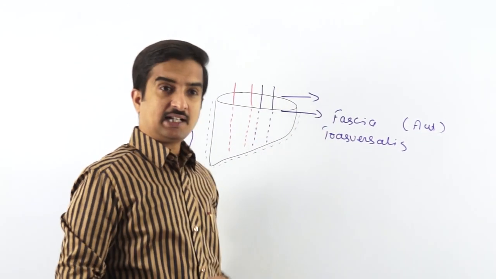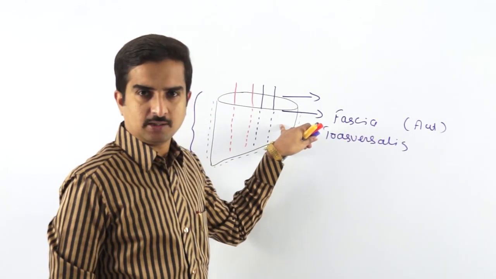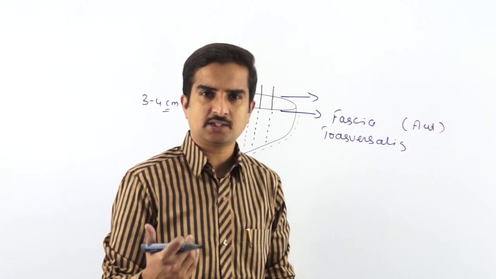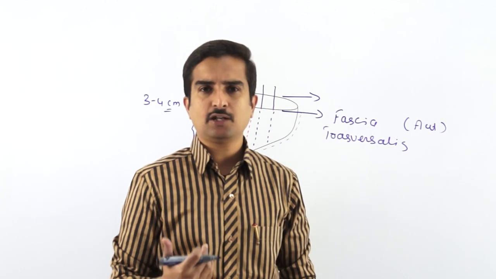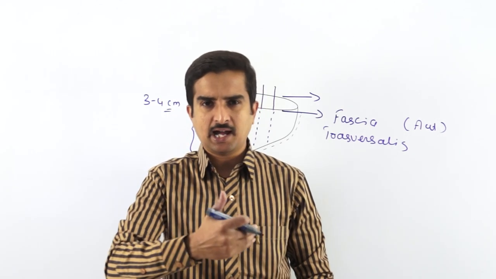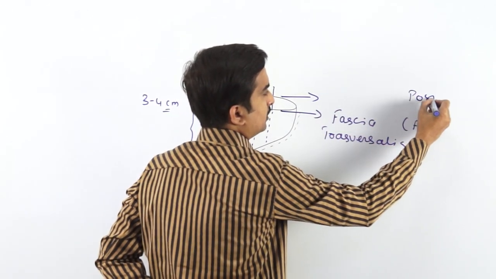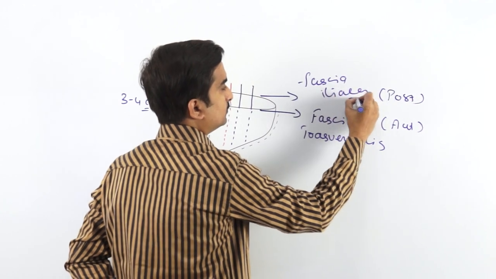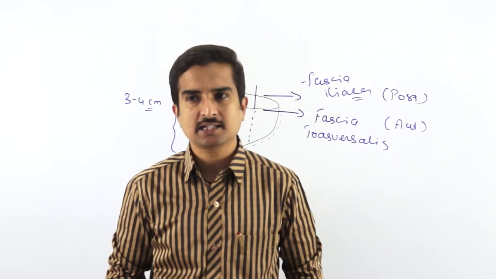So this fascia transversalis forms the anterior wall of the femoral sheath, because I already told you the femoral sheath is formed by the downward extensions of the two layers of the fascia of the abdomen, right? The anterior wall is formed by the fascia transversalis, which lies at the anterior abdominal wall behind the transverse abdominis, and the posterior wall is formed by fascia iliaca, which covers the iliacus muscle, right?